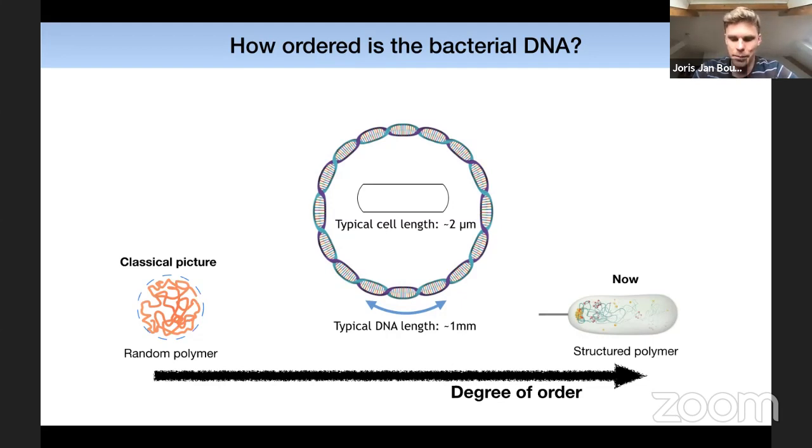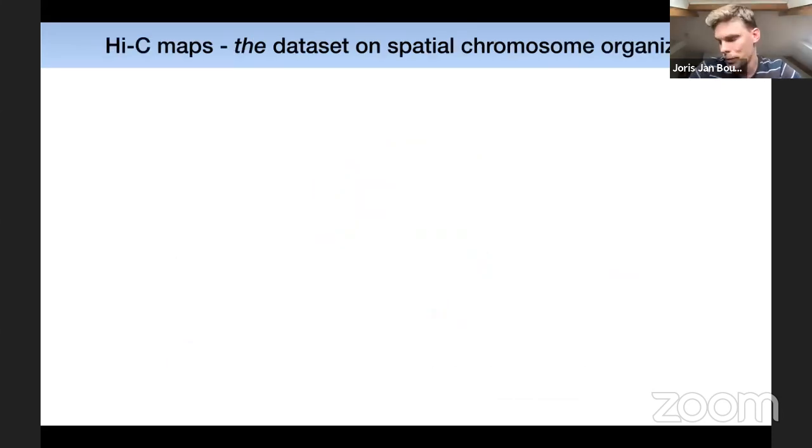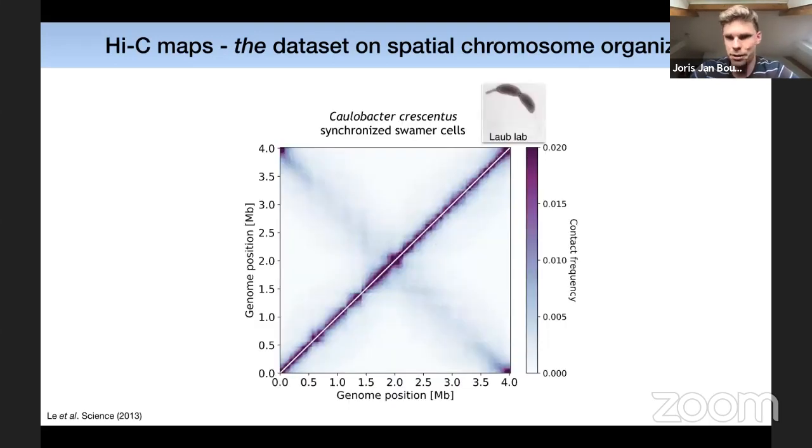And so the state-of-the-art method to investigate spatial chromosome organization is a so-called Hi-C map. In this map, we see how often genomic regions come into spatial contact with each other. So I'll now show you the Hi-C map for Caulobacter crescentus, which is the one that we'll study today. And this is what it looks like.